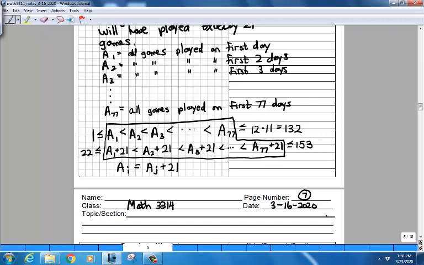All right, so let's repeat what this is saying. The number of games played up until day J, if I add 21 to that, that has to give me the number of games played in the first I days. So the number of games played in the first J days plus 21 has to give me the number of games played in the first I days. So I think that means that the number of games played between day J and day I has got to be exactly 21. I think that's what we were trying to prove, right?